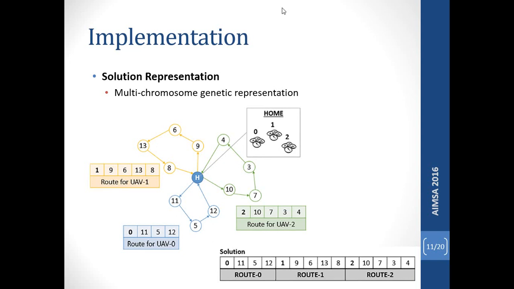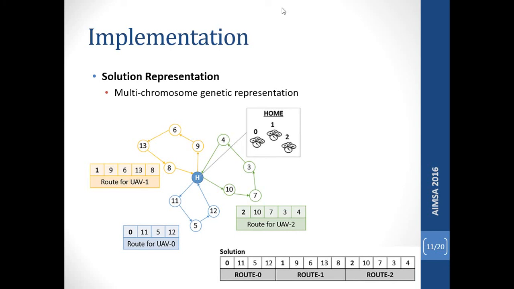So, let's look at the implementation details of our GPU-based parallel simulated annealing algorithm. In this study, we have used a multi-chromosome genetic representation technique to represent solutions in our algorithm. And here in the figure, it illustrates this representation for 11 waypoints and 3 UAVs, as you can see. Node H in the graph shows the home, which represents the single takeoff and landing point for all UAVs in the system.